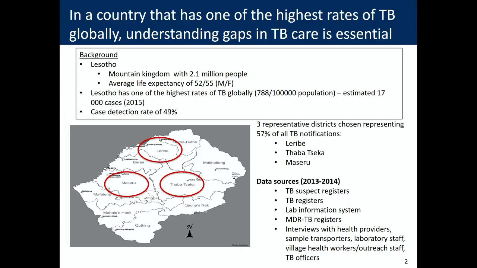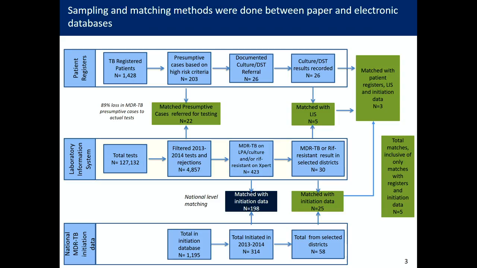What we tried to do is match patients along the cascade using various data sources. These include registers at the facility level as well as the lab level, and using the laboratory information system where it was available, and then matching that to the sole site that initiates MDR-TB treatment, hopefully tracking patients along that cascade. This is our matching. It's quite messy, but this was a very complicated process. It involved paper matching to electronic database matching. It involved a lot of name matching.